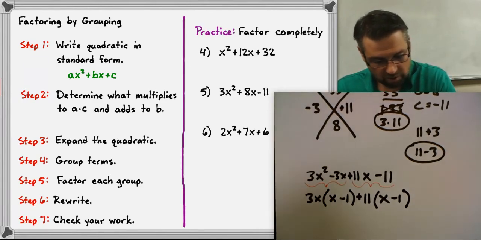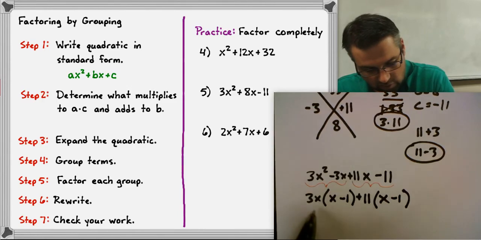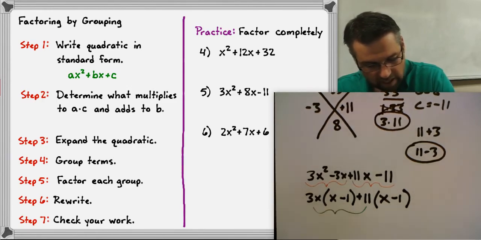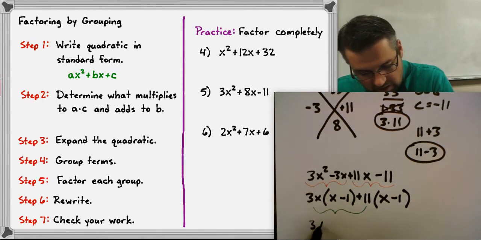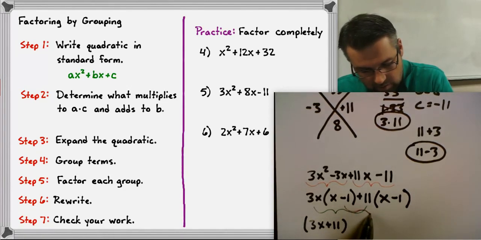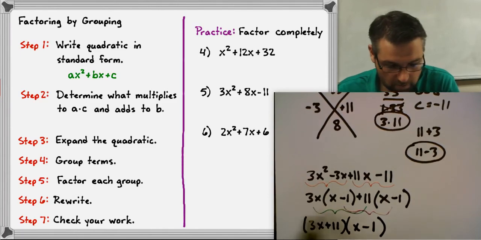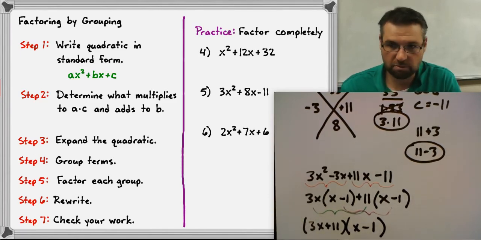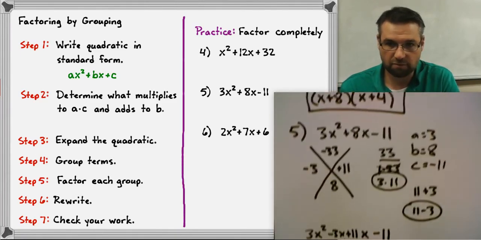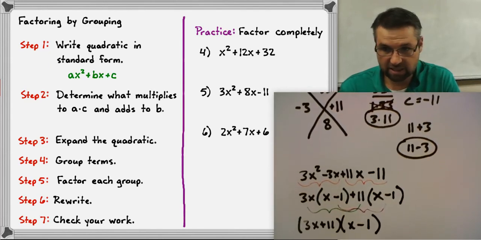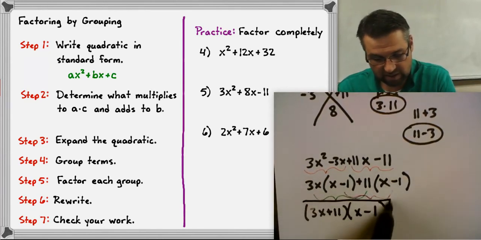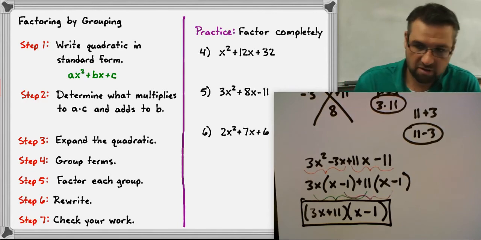So now we put the first group together, the outside together. So we end up with 3x plus 11. And then the next group is what's inside the parentheses. Since those match, we can put x minus 1. Again, checking our work by multiplying that out, it should be equivalent to our original problem of 3x squared plus 8x minus 11. And in fact, it is. So that is number 5.